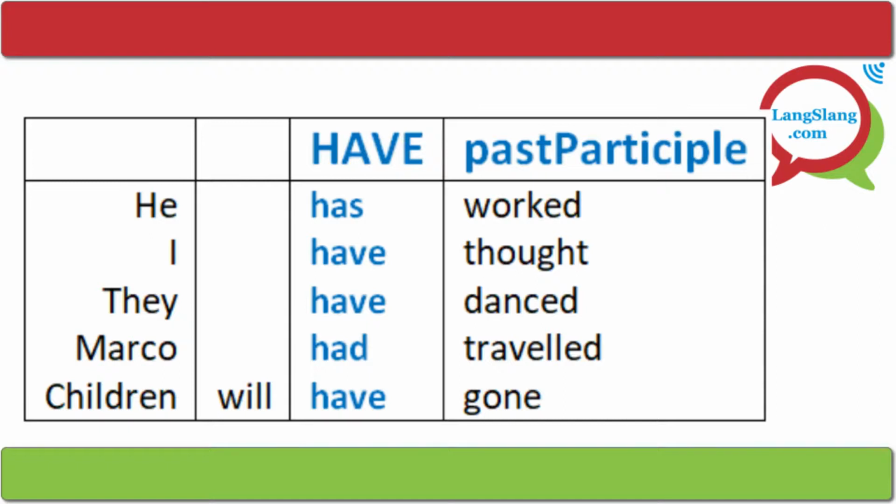Had traveled. Had and the past participle form is the past perfect. And will have, will is making it a future. Have and past participle is making it perfect, so it is future perfect. Will have gone. There are choices to make. The choice between have and had. The choice between will and shall.